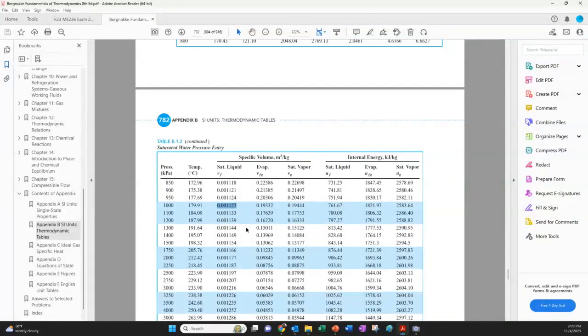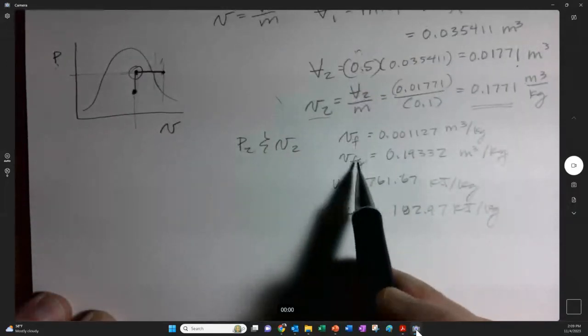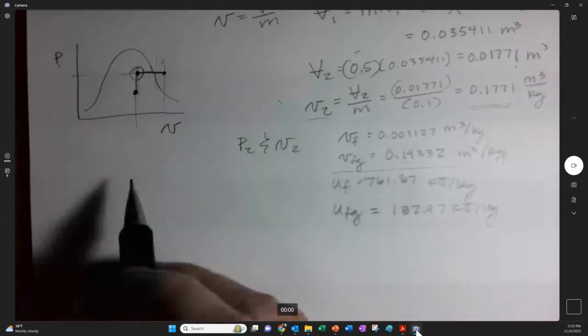And then I think I need internal energy. Do I need internal energy right now? I think I do. I think I need uf, which is going to be 761.67 kilojoules per kilogram, and ufg. I hope I won't waste my time, but I think I'm going to need that right here. Okay, so my first thing to do is to find out what my quality is going to be.